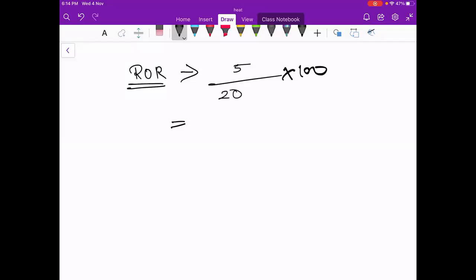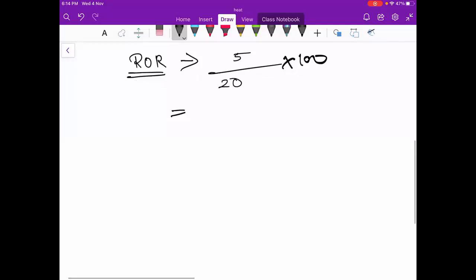Fine. It is just like in a bank, you have deposited some money and you will be getting some interest. So total amount divided by how much you have invested, that is the rate of return you will get from the bank. Okay, this is the rate of return.